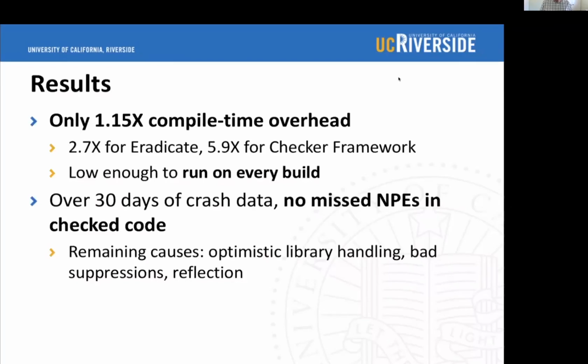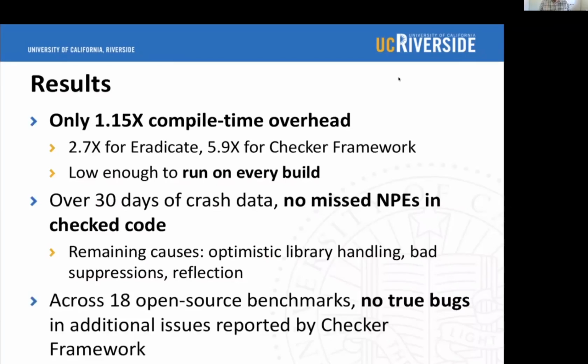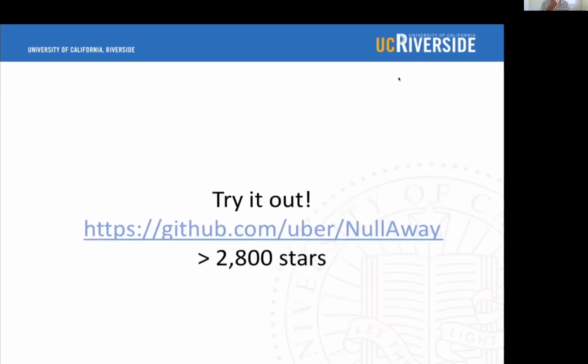So we did another study where we looked at 18 open source benchmarks and we compared the additional issues that were discovered and reported by the Checker Framework as compared to what was reported by NullAway. And in this study, for all the additional issues, we studied them, and they did require some more annotations to type check, but there were no true bugs that were root caused to those issues. So that just gives another piece of evidence that the unsound assumptions that we made in NullAway are reasonable. So that's all I wanted to say about NullAway.